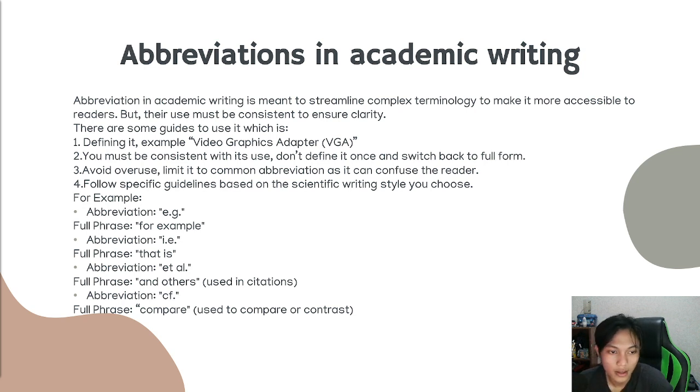After that, you have to follow specific guidelines based on the scientific writing style that you choose. So, for example, here there are these common abbreviations. You can just say EG, and then IE, you can say that is, and others can say et al, and abbreviation of comparison with CF.